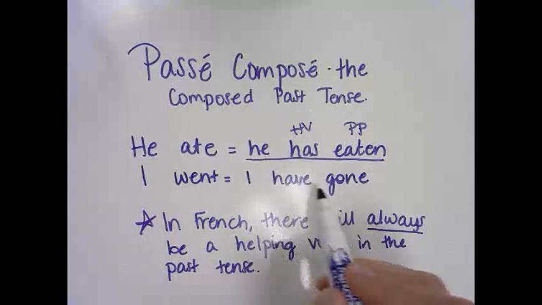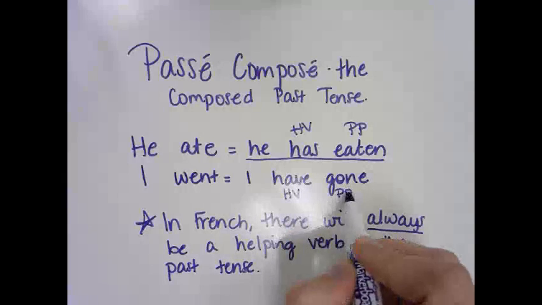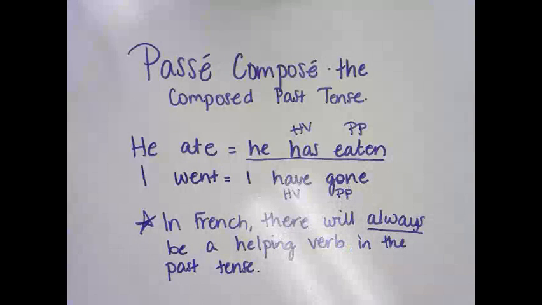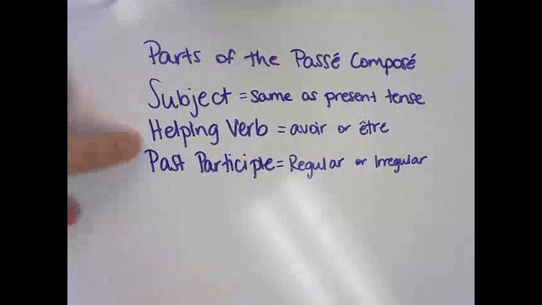Okay, so again, I have gone. This have is our helping verb, and the gone is a past participle. So we're going to get used to that formula of a subject, a helping verb, and a past participle when we are conjugating the passé composé in French. Like I said, the three parts of the passé composé are the subject, the helping verb, and the past participle. The subject is going to be the same as it always was for the present tense.